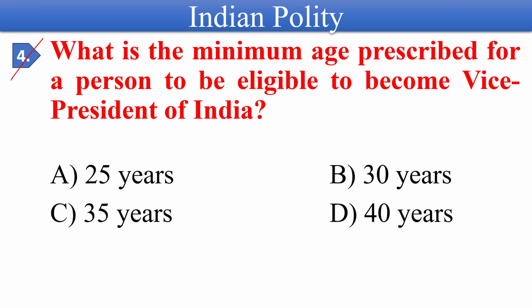Fourth question. What is the minimum age prescribed for a person to be eligible to become Vice President of India? Option A. 25 years. Option B. 30 years. Option C. 35 years. Option D. 40 years. And the answer is option C. 35 years is the correct answer.